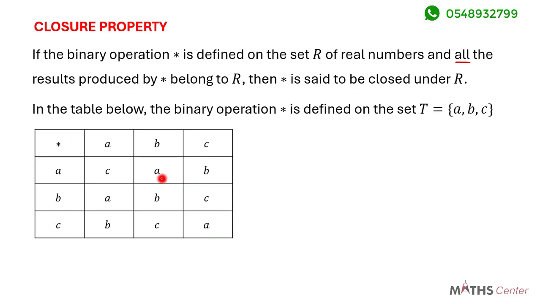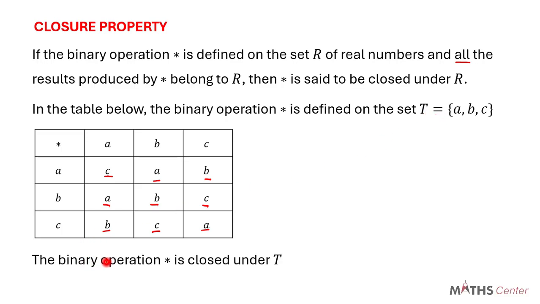As you can clearly see, all the results produced under the binary operation are either A, B, or C, and the members in set T are A, B, and C. So all the results produced under this binary operation can be found in set T. So we can say that the binary operation star is closed under set T. Let's solve some questions on the closure property.